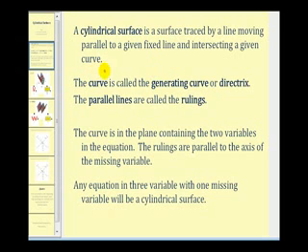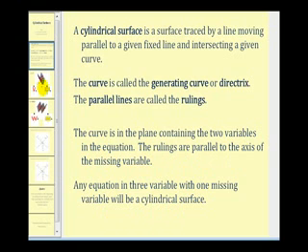The curve is called the generating curve or the directrix, and the set of parallel lines are called the rulings. A couple things to remember about a cylindrical surface. The curve is in the plane containing the two variables in the equation, and the rulings, or set of parallel lines, are parallel to the axis of the missing variable. And that's really important to remember. And then any equation in three variables that's missing one of the variables will be a cylindrical surface.